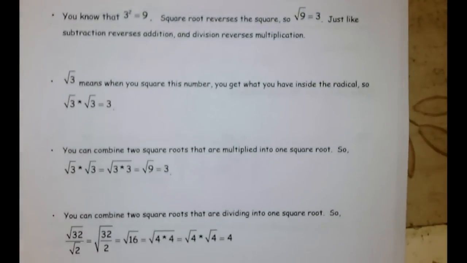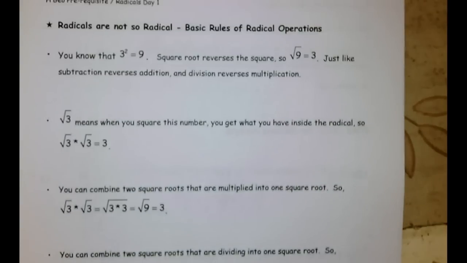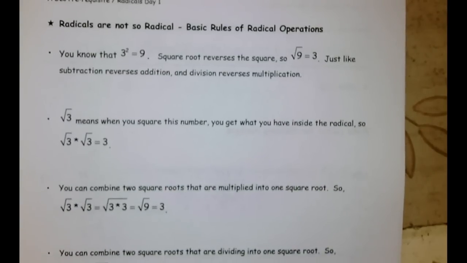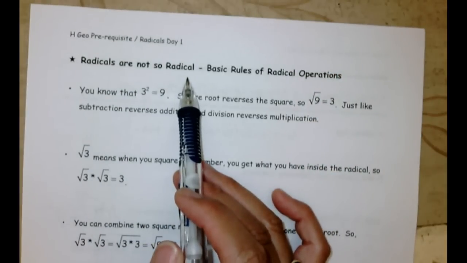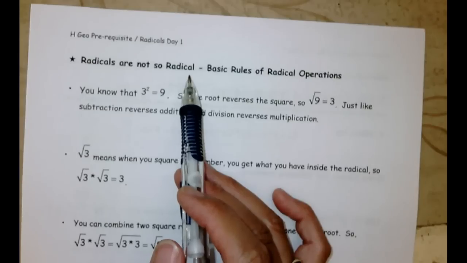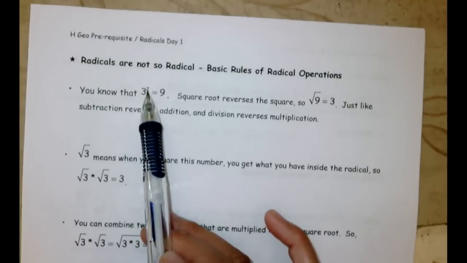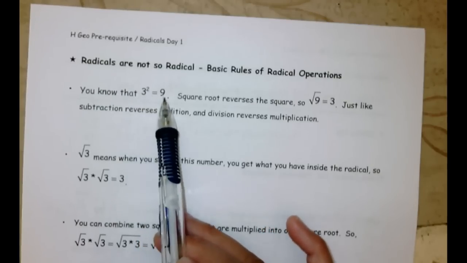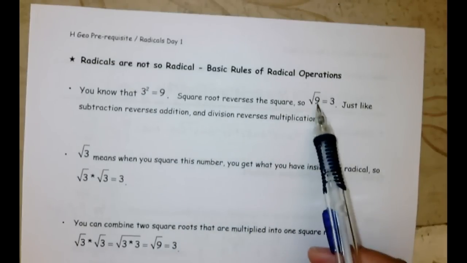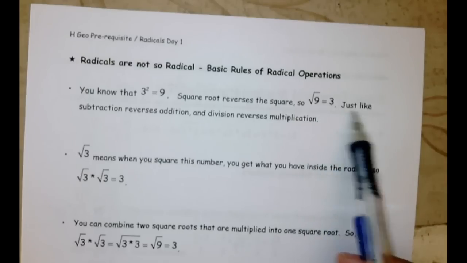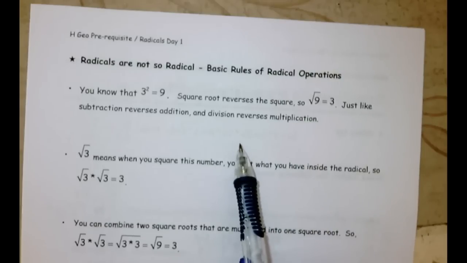Okay, all right, so I'm going to go through this explaining to you line by line, and then we do some problems. Okay, so radicals are not so radical. It's not that difficult. Just keep your mind focused, and you'll get this. So you know that 3 squared is 9, right? The square root reverses the square. So the square root of 9 is 3. Just like subtraction reverses addition and division reverses multiplication, right?